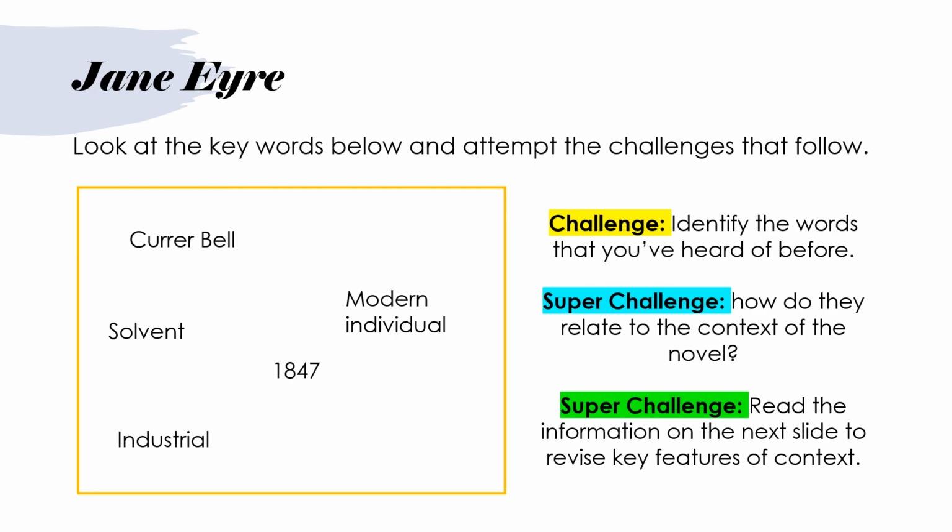So the first thing I'd like you to look at is the key words or phrases below and attempt the challenges that follow. The first thing to think about is to identify the words that you've heard of before. The super challenge would be how do they relate to the context of the novel, and the next super challenge would be to read the information on the next slide to revise the key factors of the context. If you want to pause the video here and go through it at your own time, please feel free to do so. We're now going to jump ahead and go through the full extent of the context.